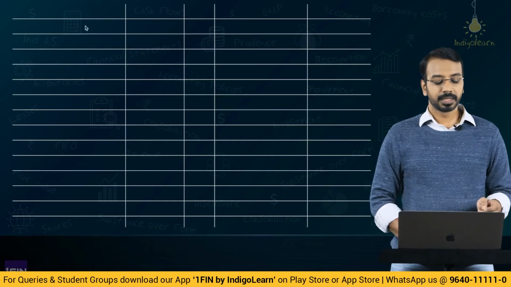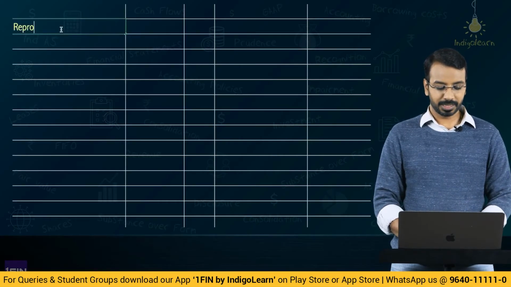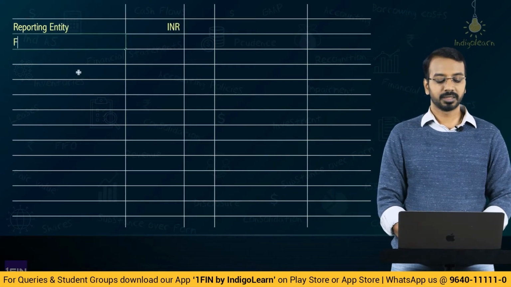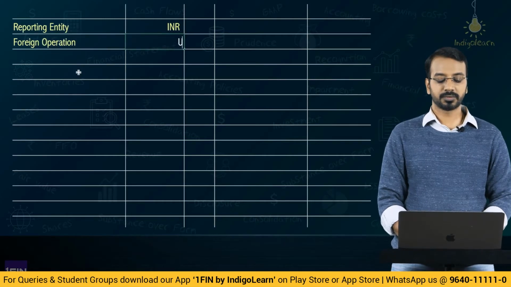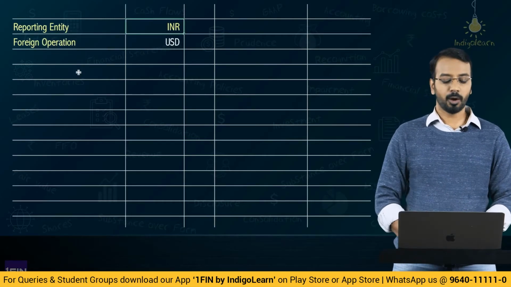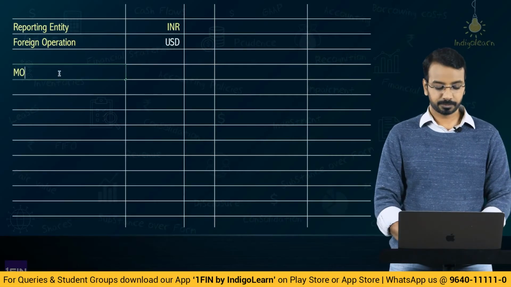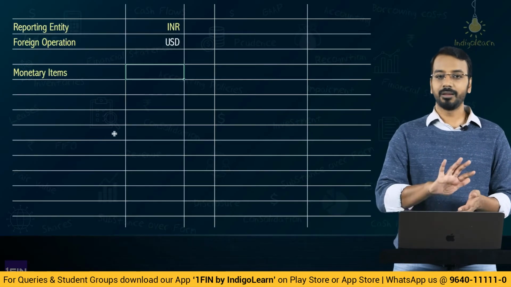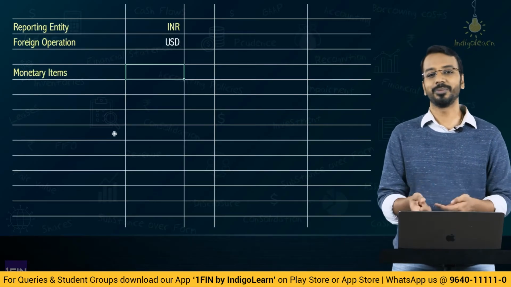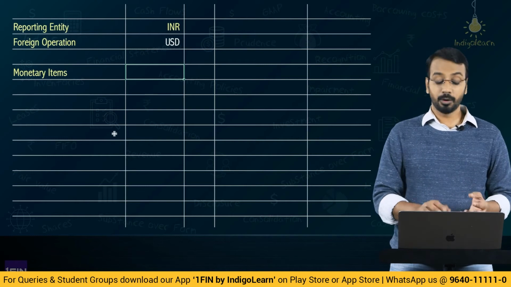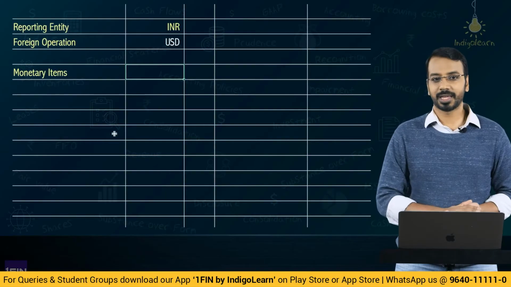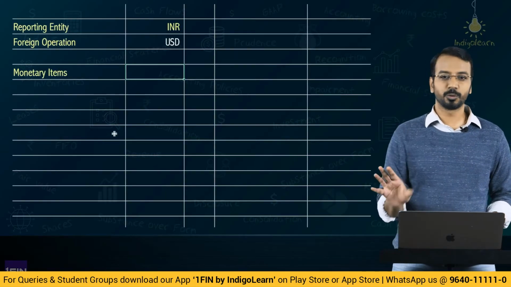Okay. So, say there is an Indian entity which is the reporting entity, which has the functional currency INR. There is a foreign operation which has a functional currency USD. Now, there are some monetary items, which are either receivable from the foreign operation or payable to the foreign operation. These monetary items may be a part of NIFO, may not be a part of NIFO. If they are not a part of NIFO, then no need to break your head.